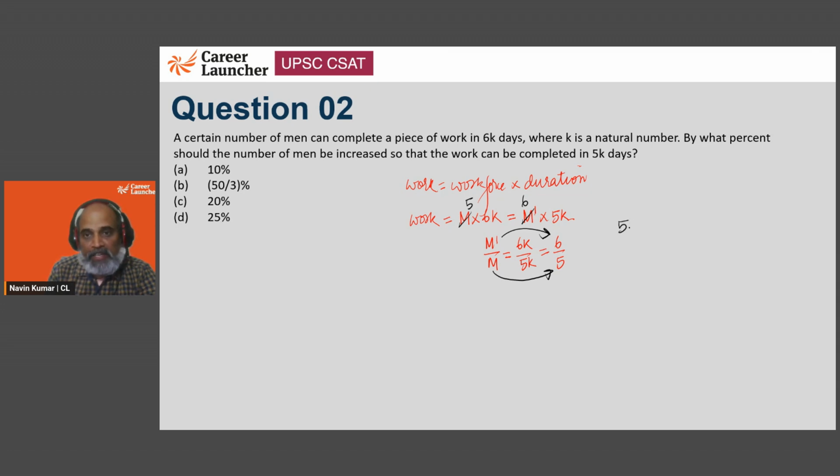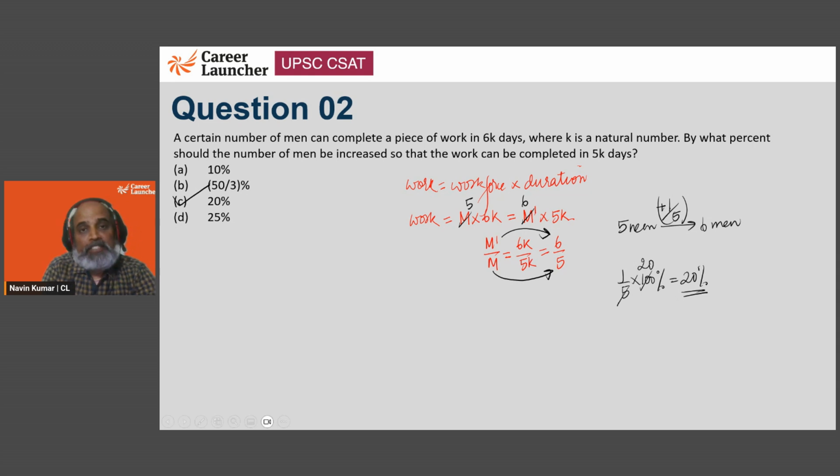Now, if 5 men were working initially and now we have 6 men working, we can see that there is 1 more man that has been introduced out of those 5 men. So 1 by 5 is nothing but 20%. So there is going to be a 20% increase in the number of men. So it's going to be option C.